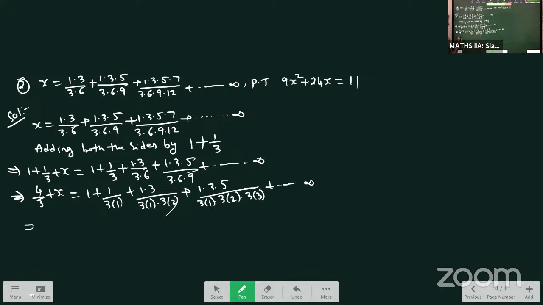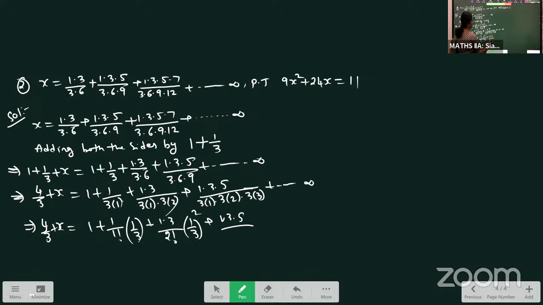Now 4 by 3 plus x is equal to 1 plus 1 by, take only 1. 1 can be written as 1 factorial. And this 1 by 3 is outside of the term. Plus 1 into 3 by, inside terms 1 into 2. 1 into 2 is 2 factorial. And how many 3's are there? 2 3's are there, outside 1 by 3 whole square. Plus 1 into 3 into 5 by 1 into 2 into 3 is 3 factorial, and here 1 by 3 whole cube, plus so on. Now it is the perfect format of the formula.